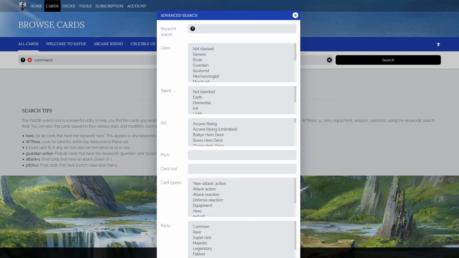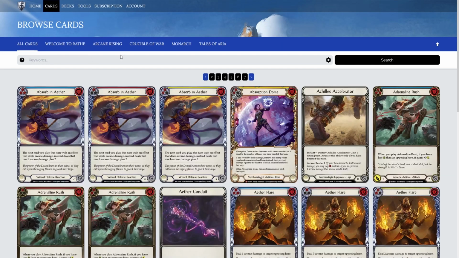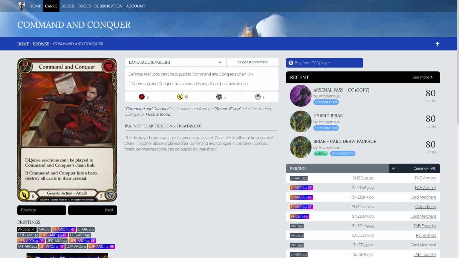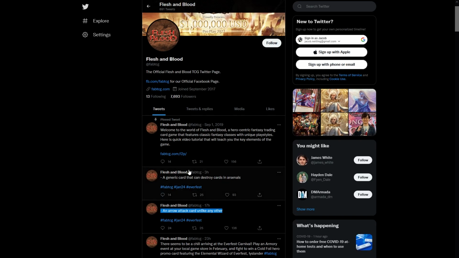By the way, that is one thing you'll learn. You gotta reset it, or you can't see. So defense reactions can't be played to Command and Conquer. Command and Conquer hits a hero, destroy all cards in their arsenal. It's a generic. It's an attack. You know what? There you go. Seen it here first, folks. Proven. Guaranteed. Command and Conquer reprint.